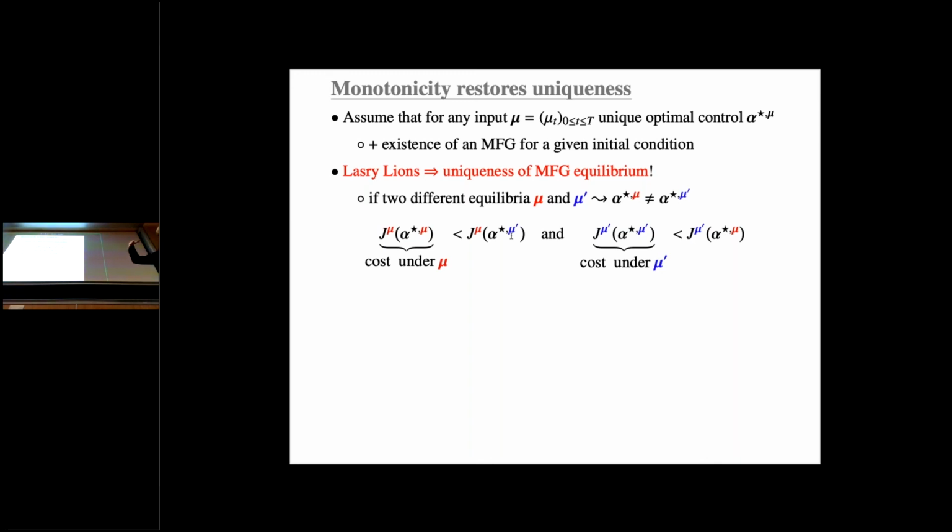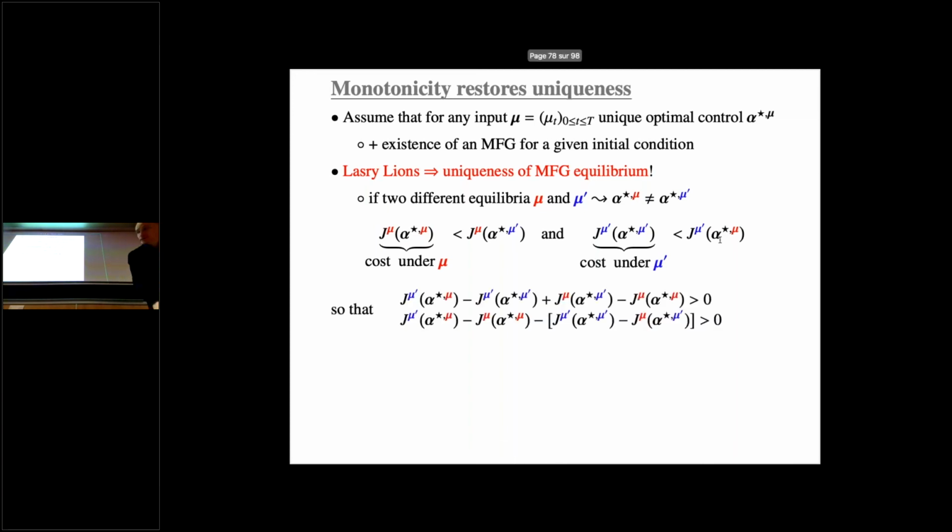And since I assume that there is a unique minimizer under J mu and J mu prime, the best response here is alpha mu, and so the cost is less than with alpha mu prime. And I do the same conversely. Under mu prime, I say that the cost here is less than the cost in blue when I compute the red strategy. Okay, I symmetrize. Well, this is a bit of algebra. So you take the difference on the first inequality, the difference on the second inequality, and you make the sum.